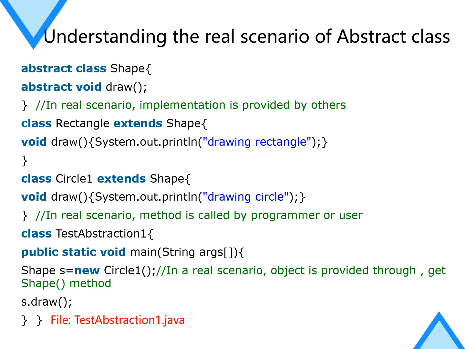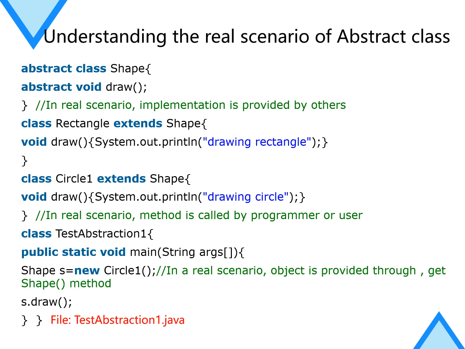So we have another class, test abstract 1, which has the main method. If we are going to save this program, the name of the file will be test abstraction1 dot java, because only this class has the main method.